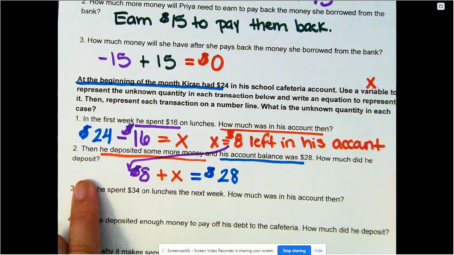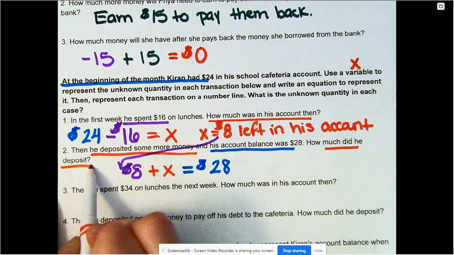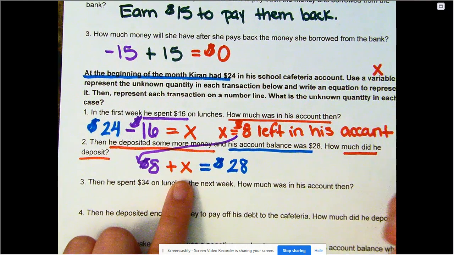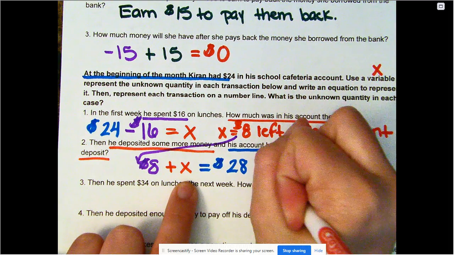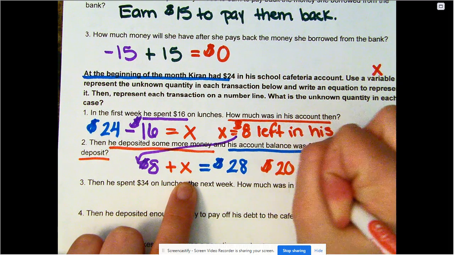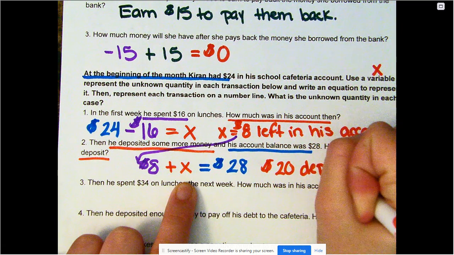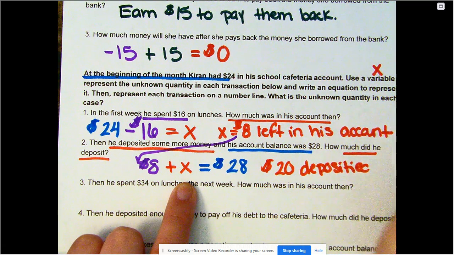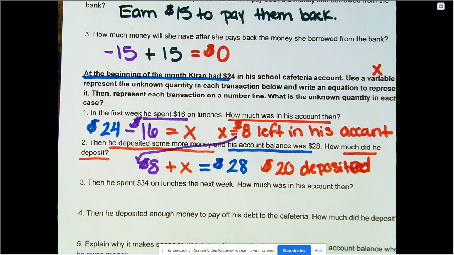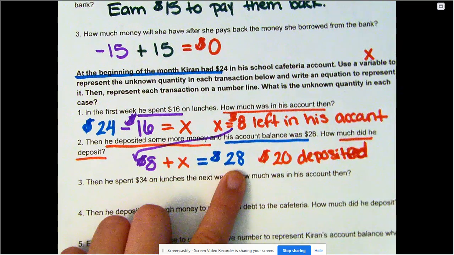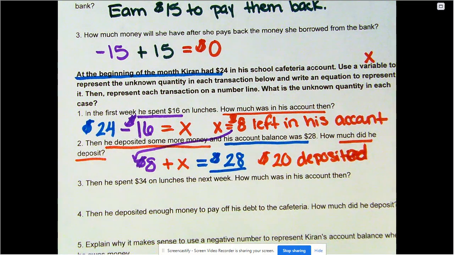How much did he deposit? That piece of information was not given, which is why I have my variable here. If I think mentally for a moment, 8 plus something equals 28. 8 plus 20. So he deposited $20. This is the amount that he has in his bank account, so this number right here is what I'm going to use to start up the next problem.